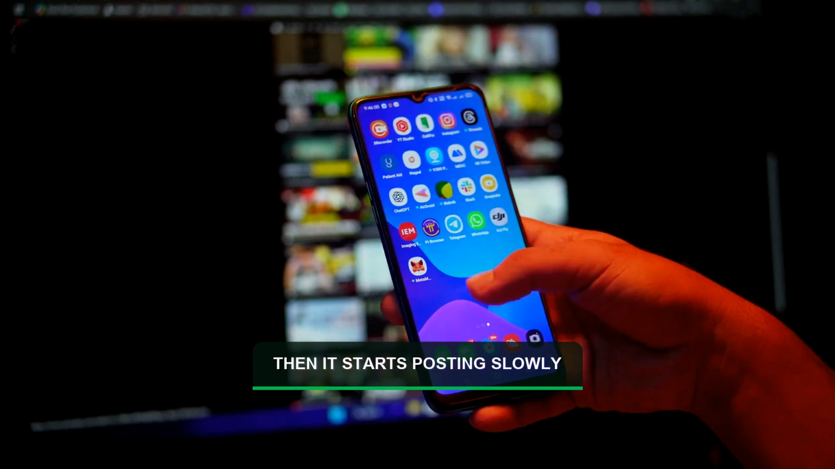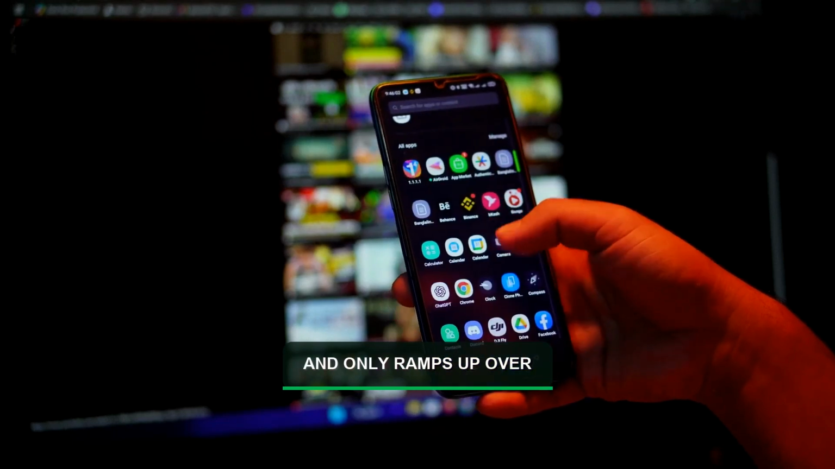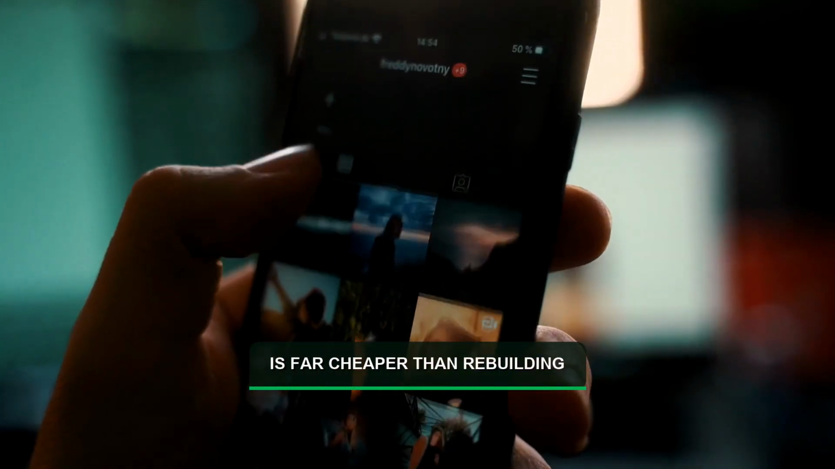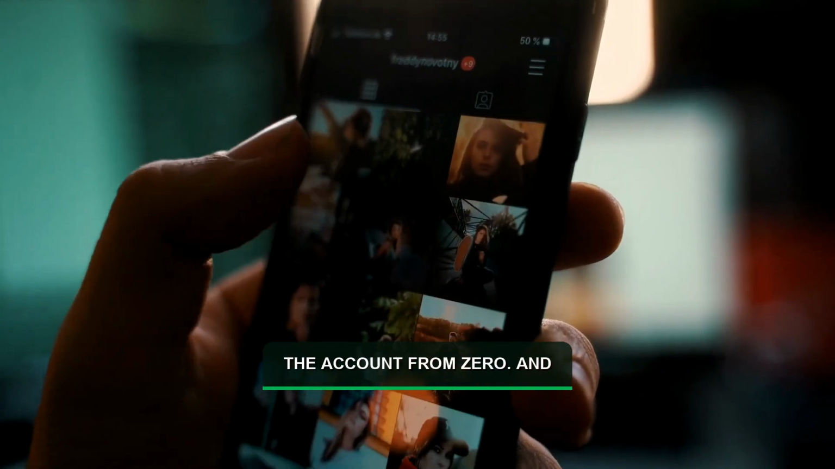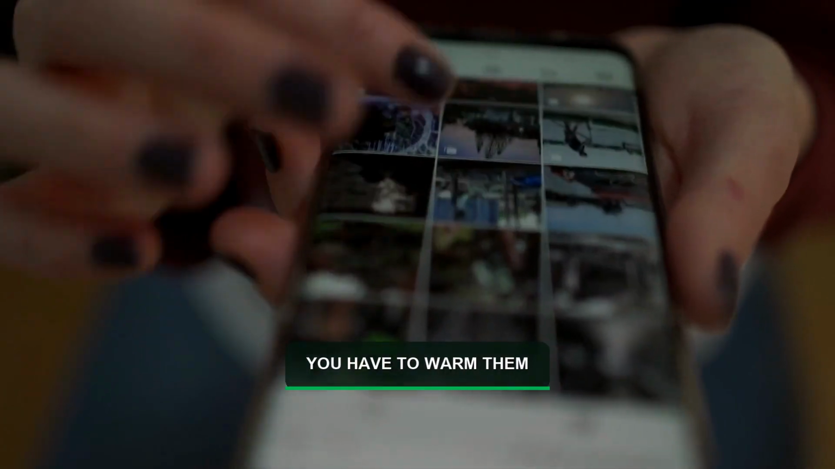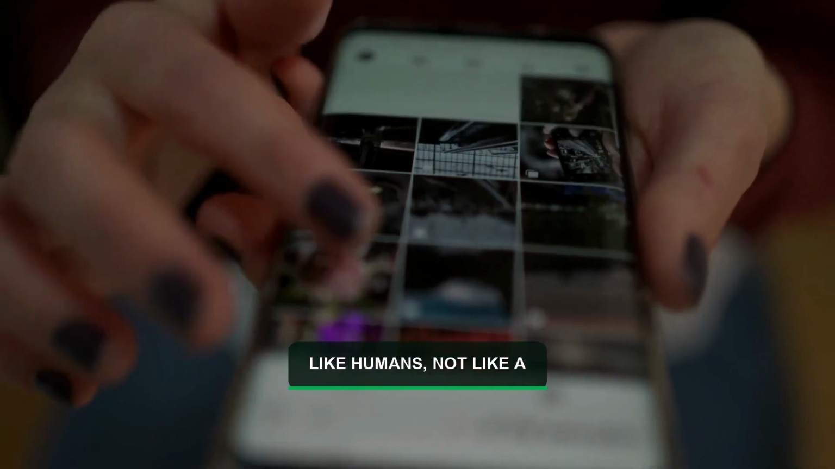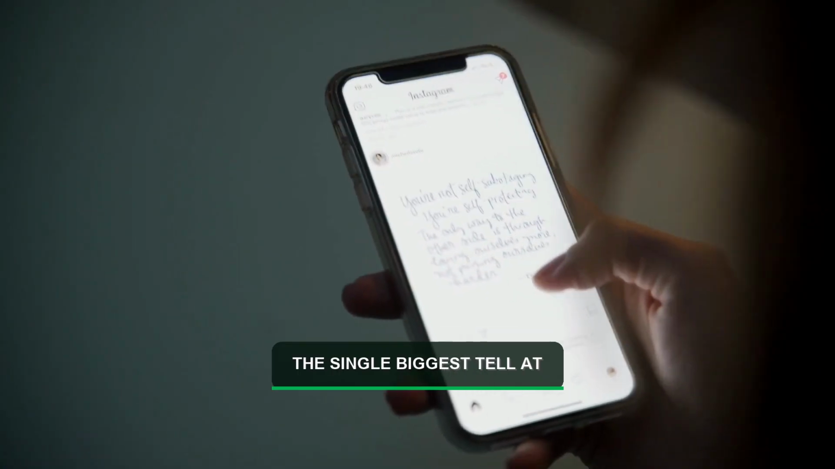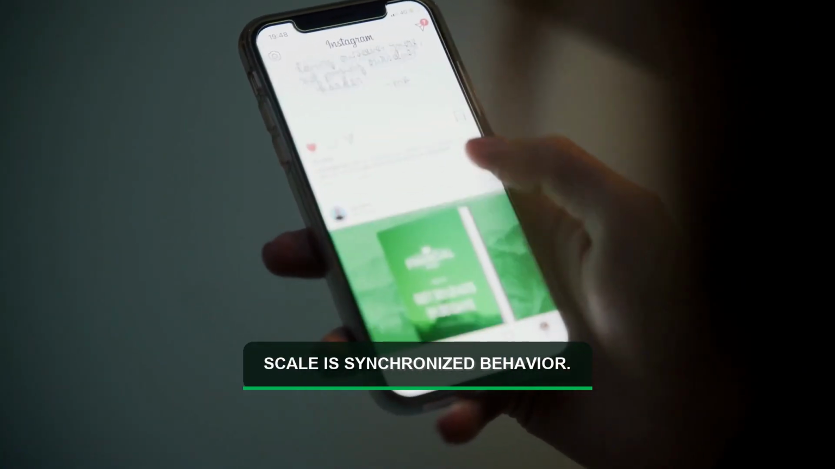Then it starts posting slowly and only ramps up over the following weeks. Patience here is far cheaper than rebuilding the account from zero. And you have to warm them like humans, not like a script. The single biggest tell at scale is synchronized behavior.